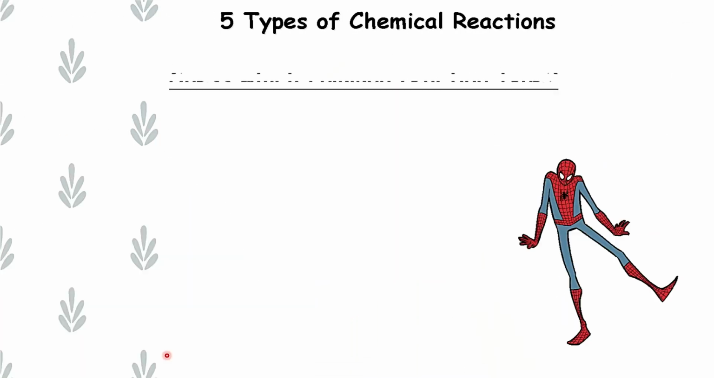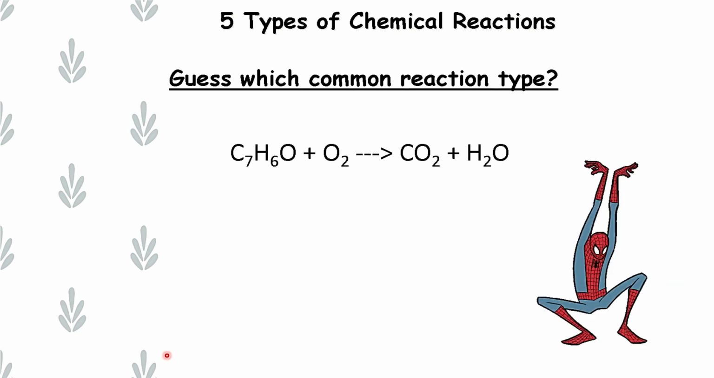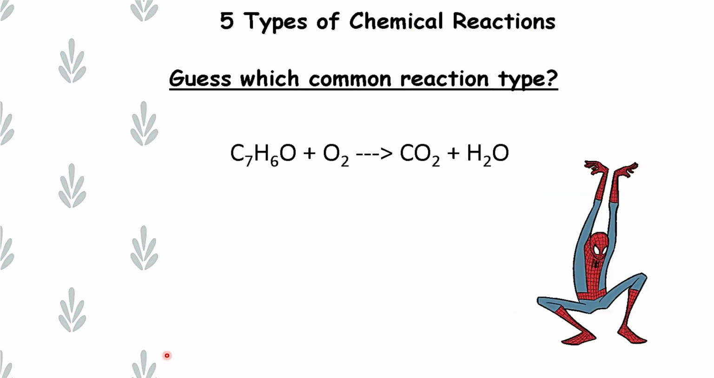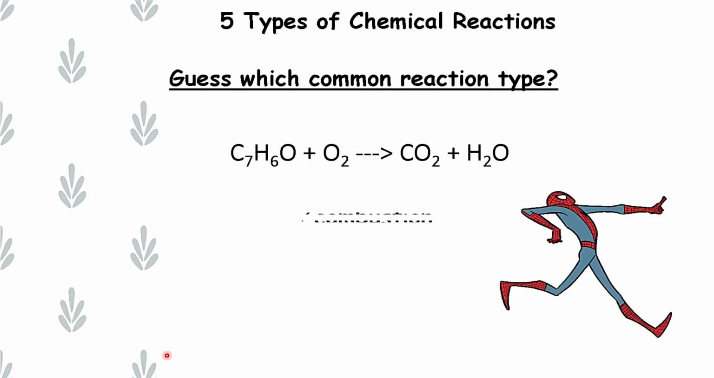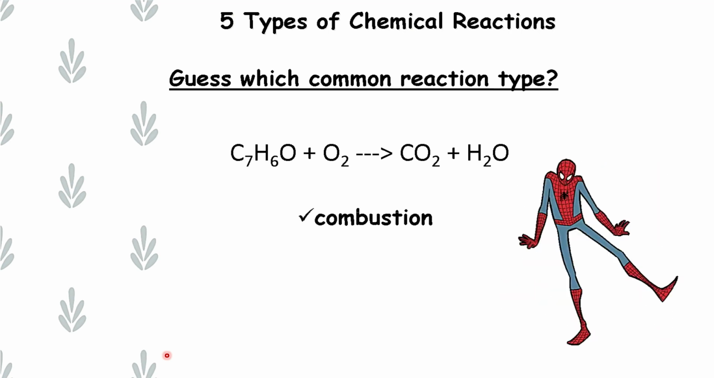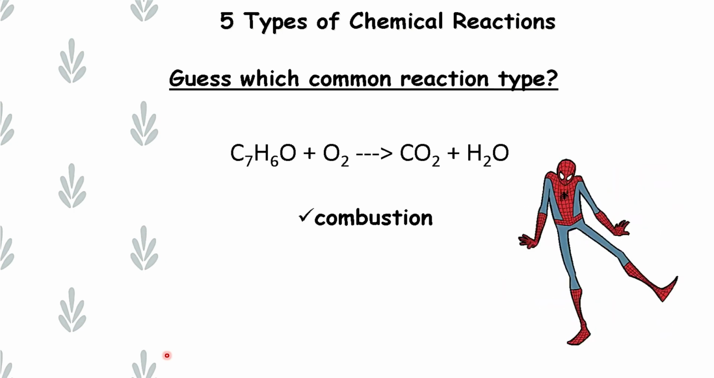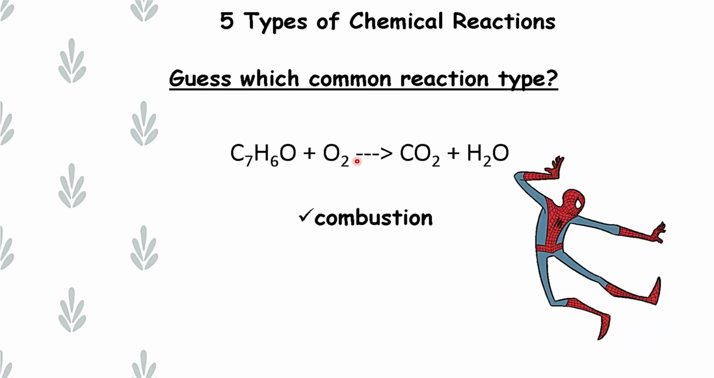Okay, now the next equation which you have to guess is this. C7H6O reacts with oxygen, forms carbon dioxide and water. Yes, this is very simple. The last type of reaction which we have just studied, this is a combustion reaction because carbon dioxide and water are the products and fuel and oxygen are reactants.